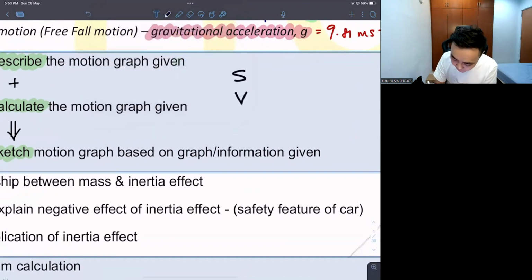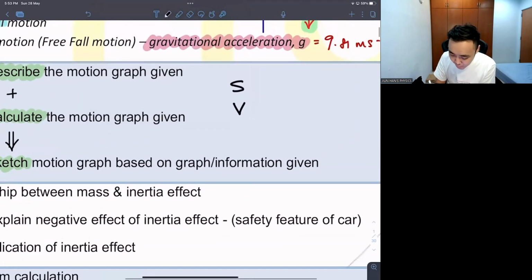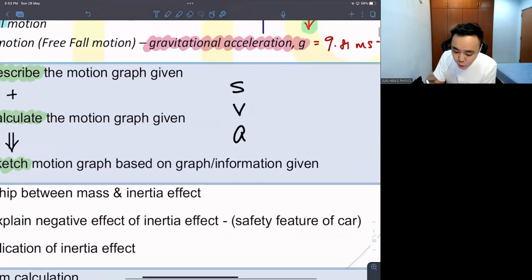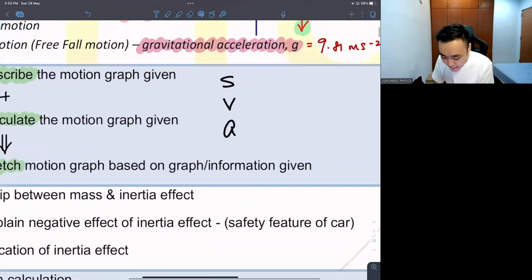So we have this shortcut. It's called SVA. Why SVA? Because we've got three graphs, right? ST graph, VT graph, AT graph. So this one is the escalator trick. Why do I call it escalator? Now you think about it.